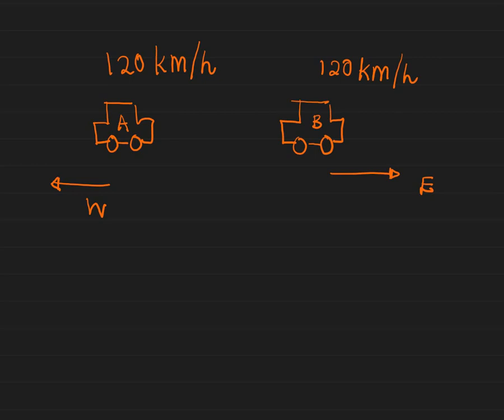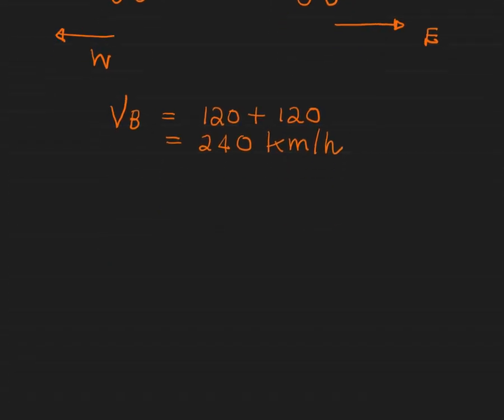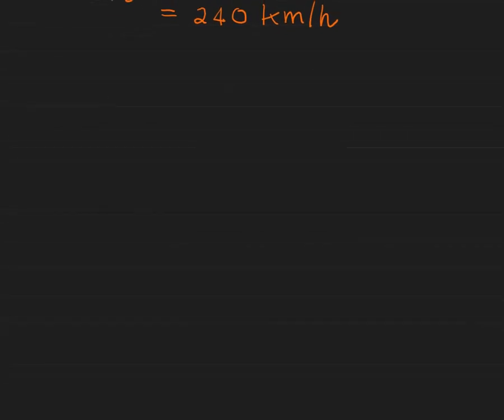So if you are in car A and you are looking at car B, it will look like it's moving faster than it actually is. The velocity of car B relative to you will be 120 plus 120, which will give you 240 kilometers per hour. So that will be the velocity of car B relative to car A. In a nutshell, that's what we mean by relative velocity. We're going to talk more about it in other videos.